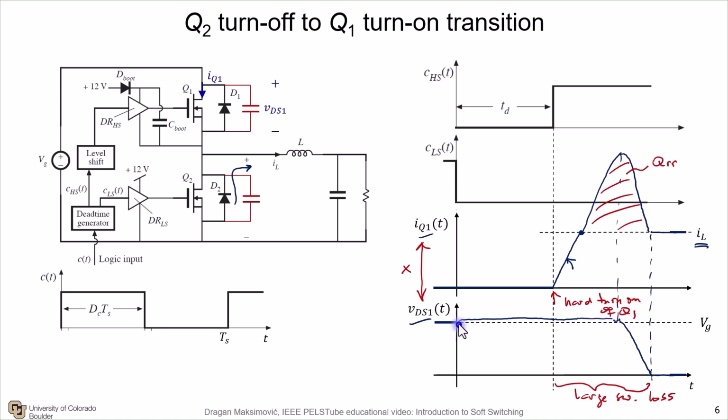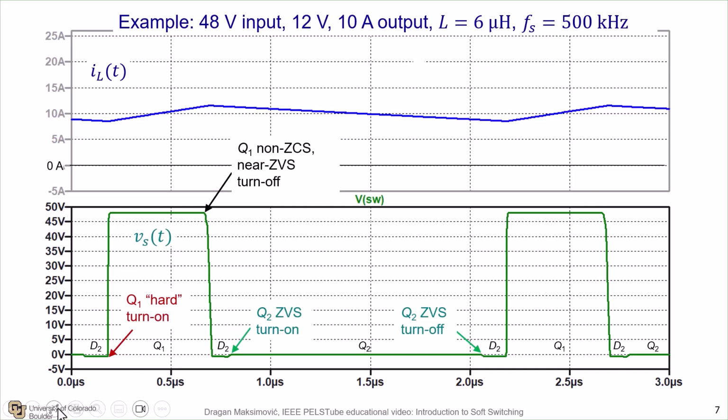At the same time, you can go back into Q2 and say, hey, this is going to be ZVS. There are no issues there. ZVS of Q2 is just transferring current from the channel of the device to the body diode. That's not going to incur much, if any, really switching loss. All right, so here's the simulation waveforms again with the noted transitions. We have ZVS turn on and turn off of Q2. We have non-zero current switching turn off of Q1, but the switching loss is relatively small because the voltage increase across Q1 during that time is relatively small.